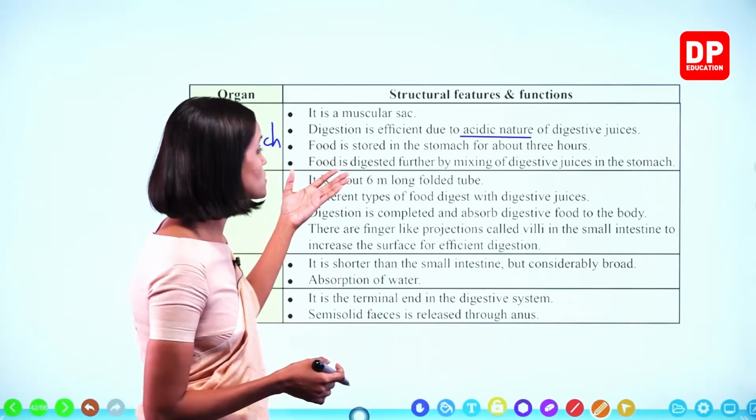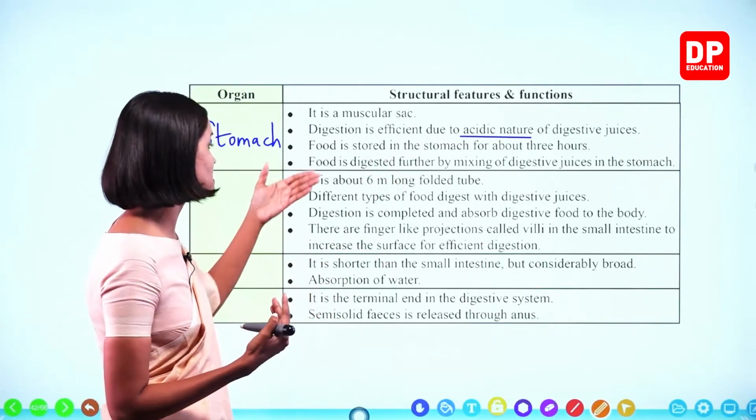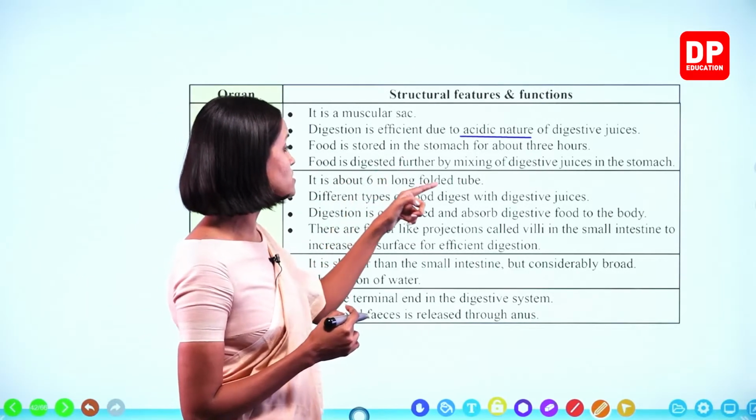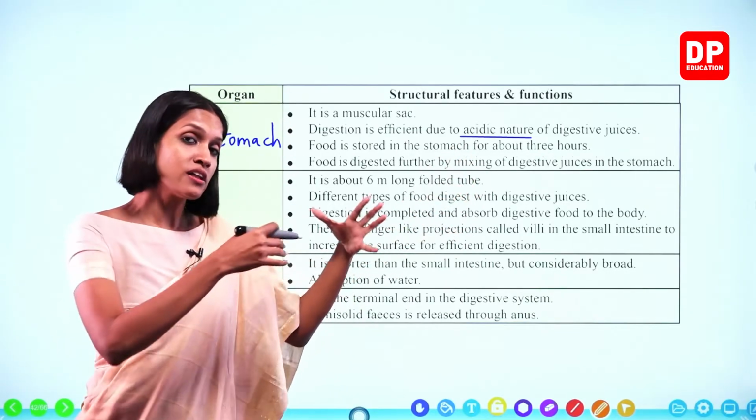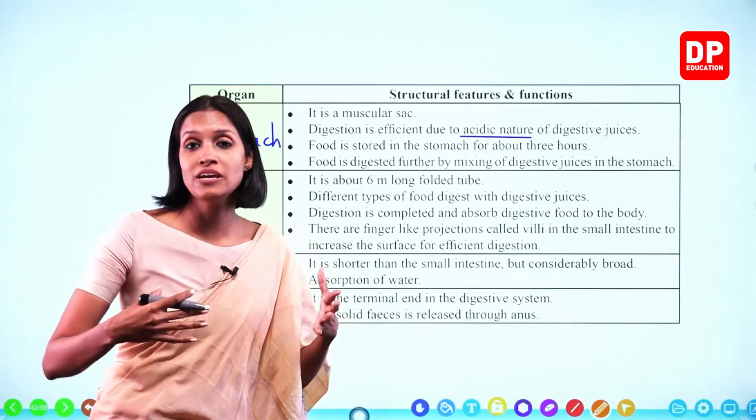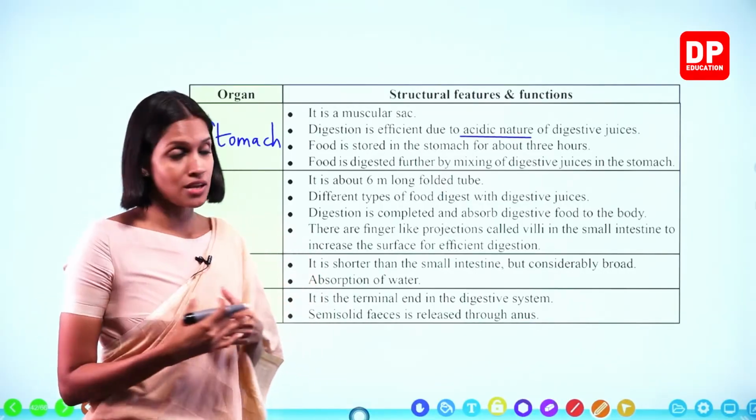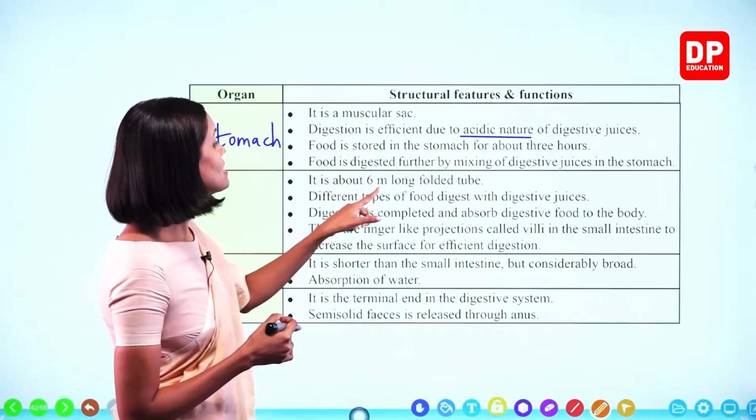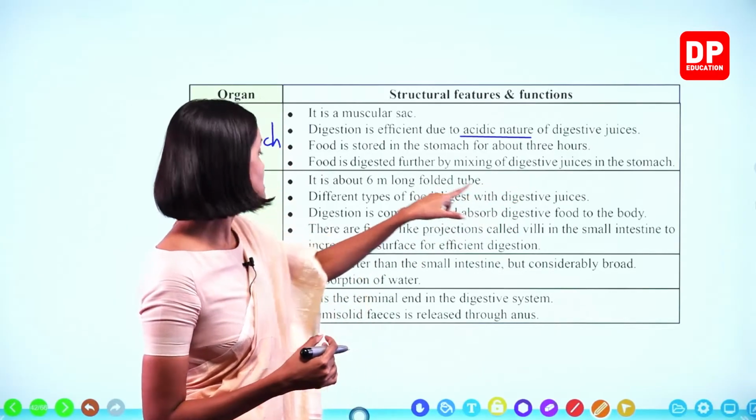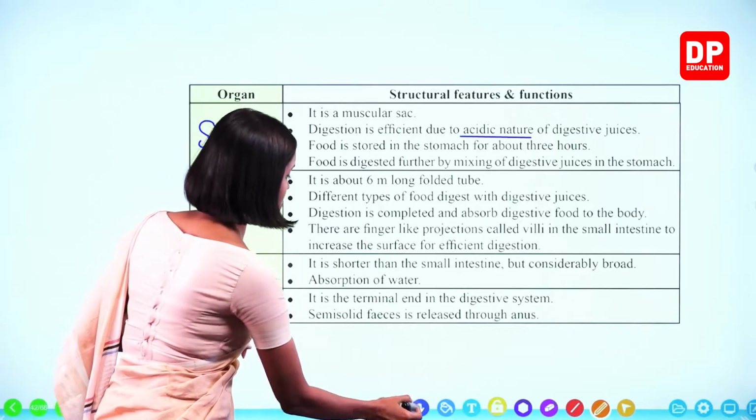Different types of food are digested with digestive juices. Carbohydrates, proteins, lipids, all the digestion is completed in this small intestine, right? Digestion is completed and digested food is absorbed into the body. I told you, when the food goes through the first half of the small intestine, the digestion completes, and in the second half, the absorption of nutrients takes place, okay? And there are finger-like projections called villi, or villi, also correct, in the small intestine to increase the surface for efficient digestion. Now, it's like this, children.